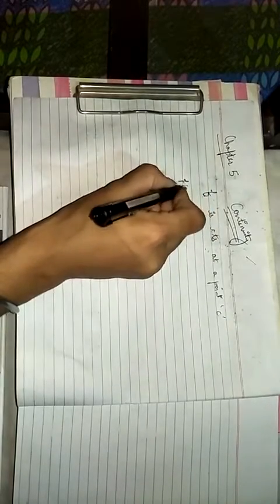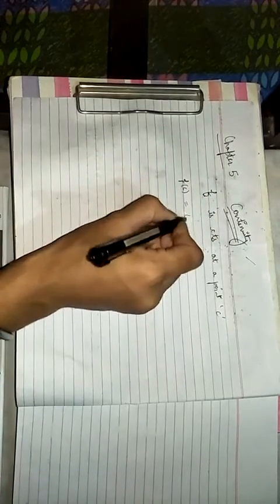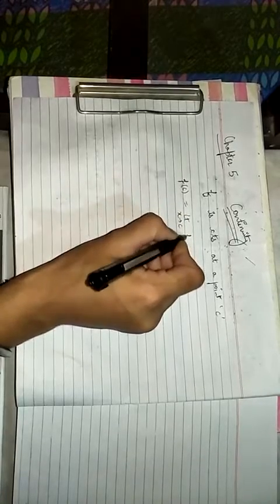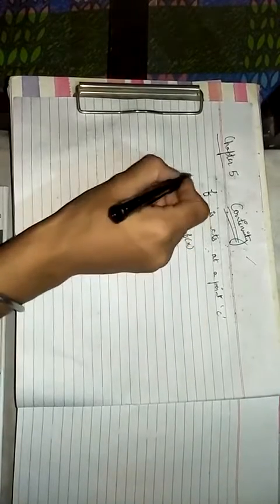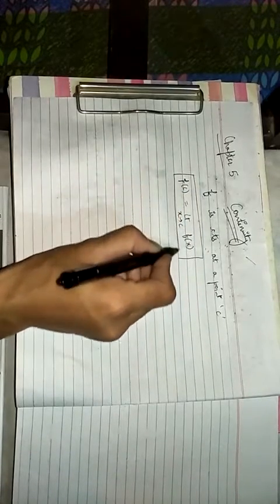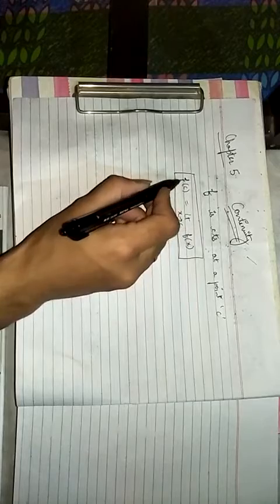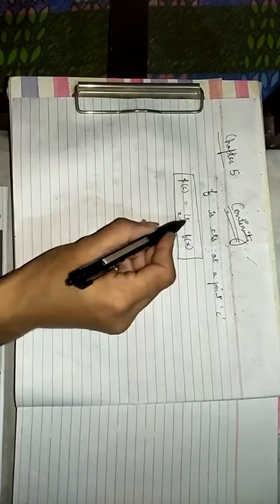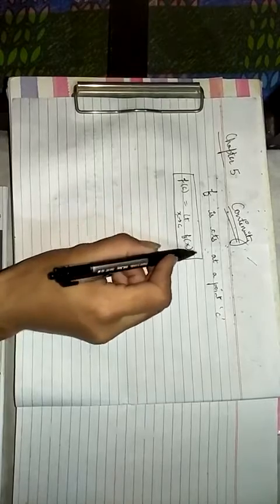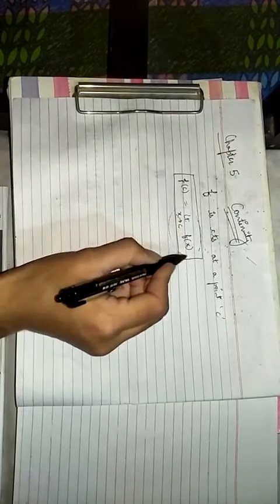A real valued function f is continuous at a point C on its domain when the value of the function at that point, that is f of C, is equal to the limit of f of x as x tends to C. This means a function is continuous at a point C when f of C is equal to limit f of x when x tends to C. Now what does this mean?